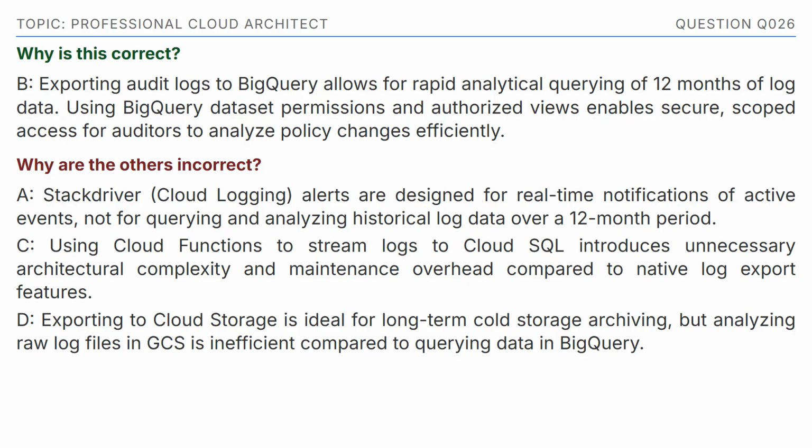Why are the others incorrect? A. Stackdriver Cloud Logging alerts are designed for real-time notifications of active events, not for querying and analyzing historical log data over a 12-month period. C. Using Cloud Functions to stream logs to Cloud SQL introduces unnecessary architectural complexity and maintenance overhead compared to native log export features. D. Exporting to Cloud Storage is ideal for long-term cold storage archiving, but analyzing raw log files in GCS is inefficient compared to querying data in BigQuery.